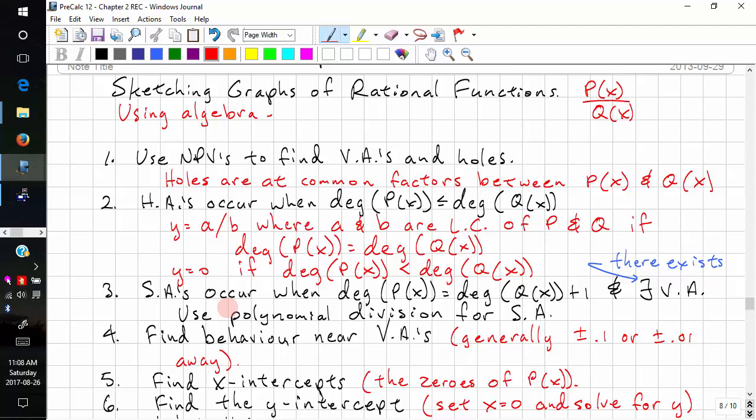And we have slant asymptotes when the degree of the numerator is 1 greater than the degree of the denominator. And we also have an additional condition that there must be a vertical asymptote. And this symbol means there exists. Or we can also think of it as there must be a remainder when we do the division. And we have to use a polynomial division if there is a slant asymptote.